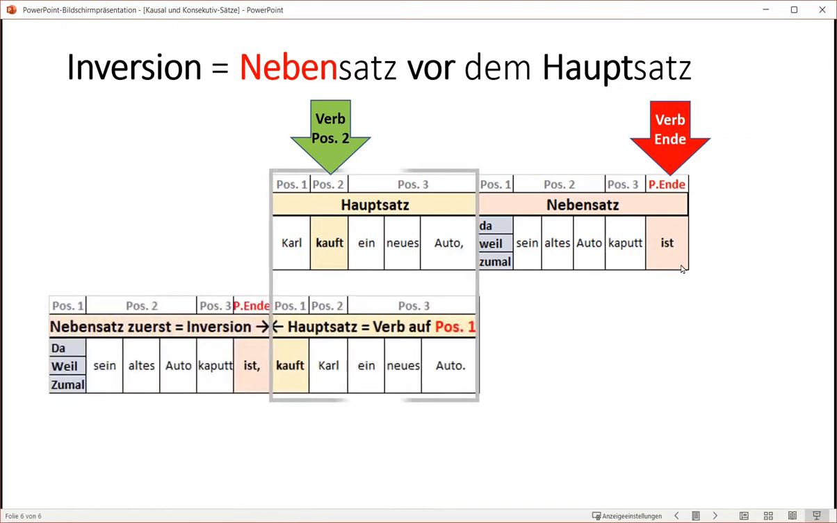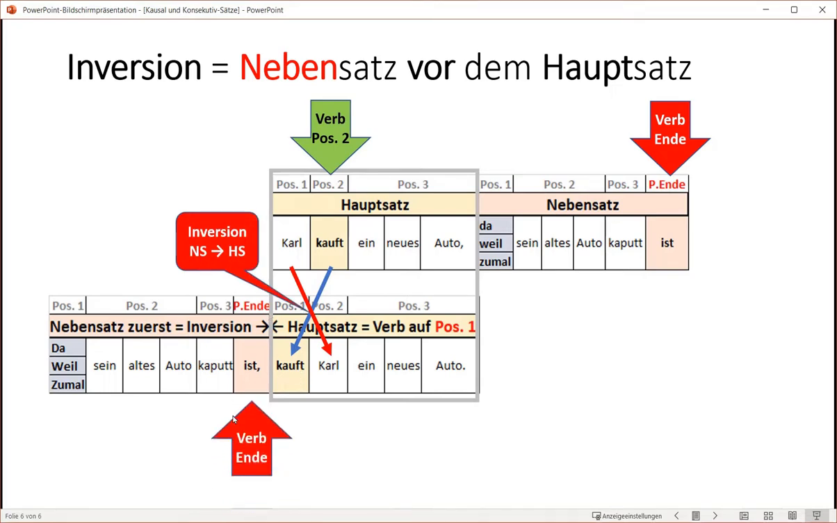So in inversion, we start with the Nebensatz first, followed by the Hauptsatz. And if you compare here the upper Hauptsatz with the lower one, this Hauptsatz is position 1 subject, position 2 is the verb, of course, and so forth. But in an inversion, they change position. The subject goes on position 2 and the verb goes on position 1 in an inversion, if the Nebensatz comes first, followed by the Hauptsatz. Therefore, Nebensatz first, the verb is at the end, and the exception, in an inversion, the verb is on position 1.